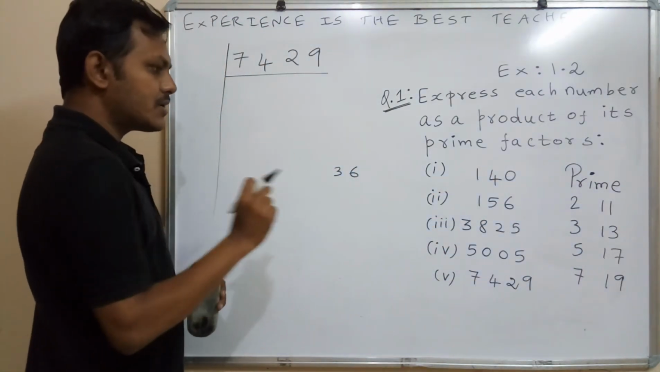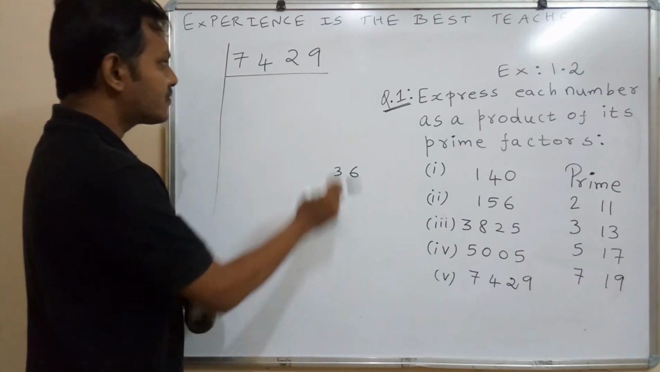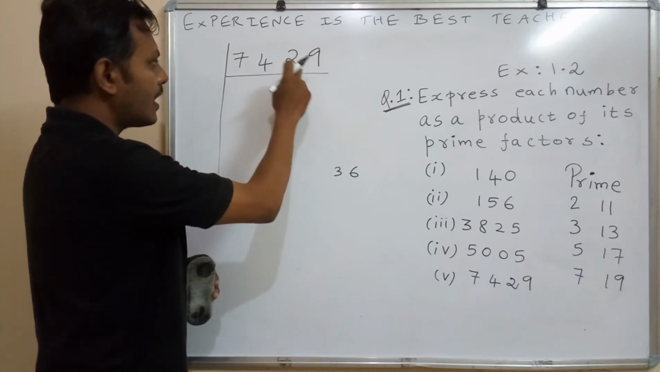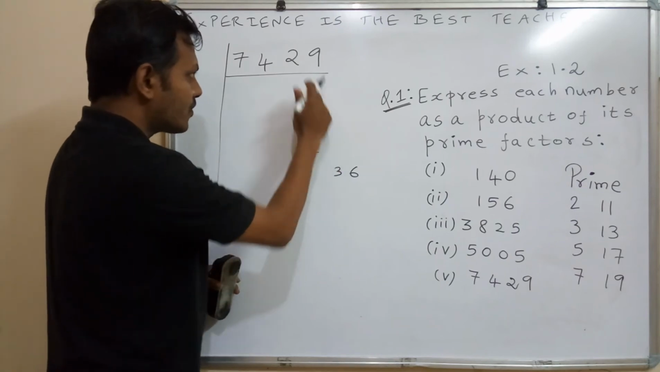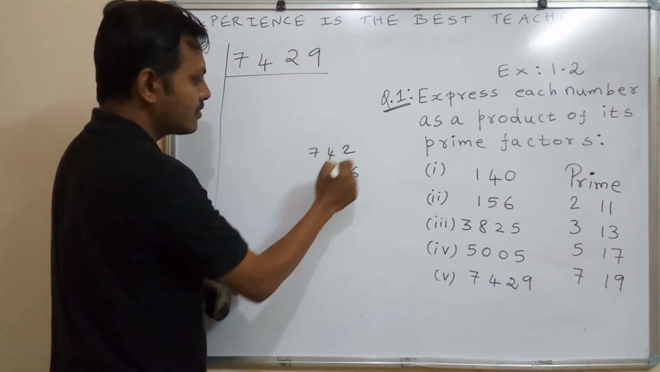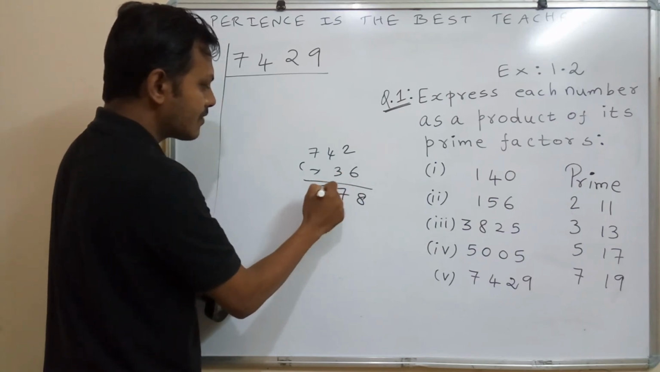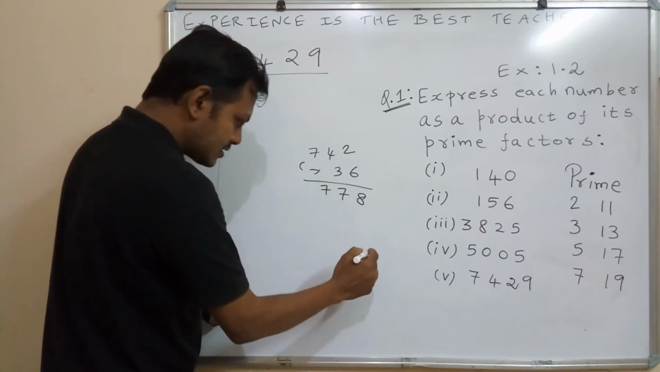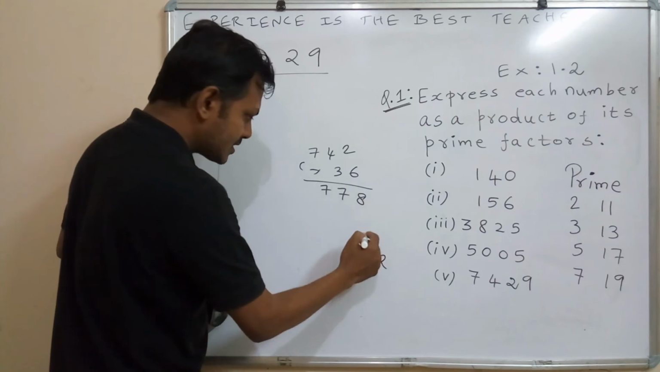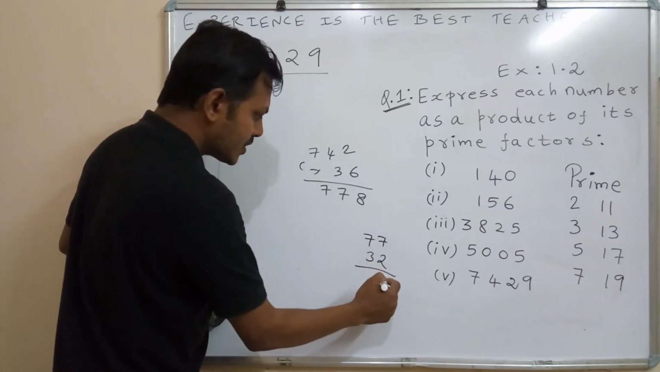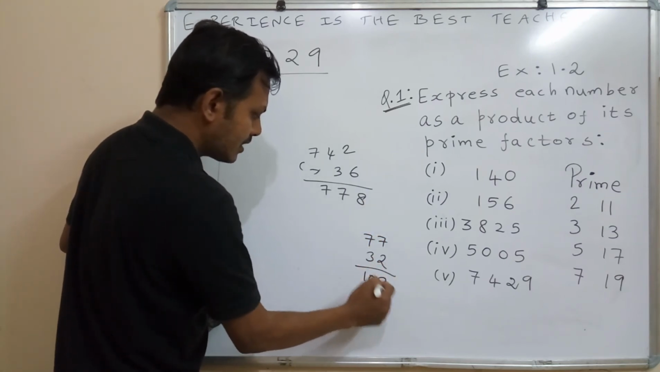So the divisibility rule for number 13 is 4 times the last digit and add with the rest of the number. So 4 times 9, 36, 742 will be the rest of the number. So 2 plus 6, 8, 4 plus 3, 7, 77. 4 times this last digit, 4 8s are 32, add with the rest of the number 7, 7 plus 2, 9, 7 plus 3, 10.